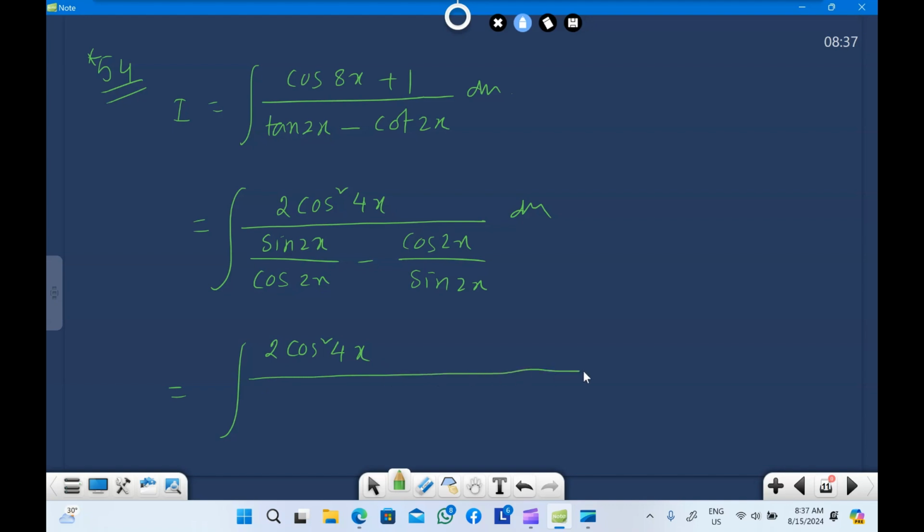After taking the LCM, this and this will be multiplied, and that is sine square 2x, minus this and this will be multiplied, and that is cos square 2x. The LCM is cos 2x into sin 2x, and that will go to the denominator. This is cos 2x into sin 2x, and the dx is already there.